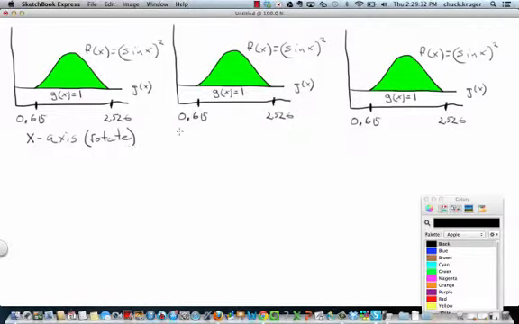And the next one I'm going to rotate, I guess I'm going to write the word rotate first, rotate about y equals 1. And over here I'm going to rotate about y equals 4.